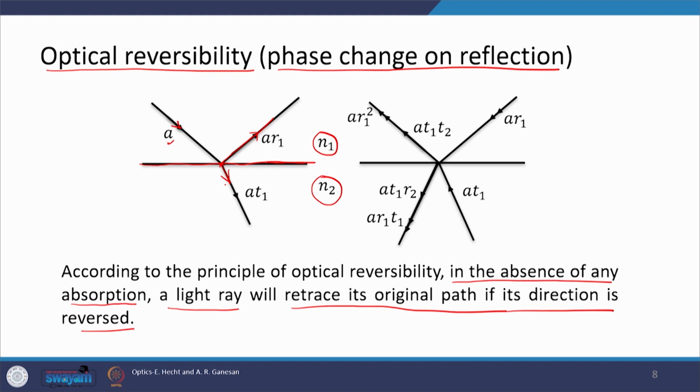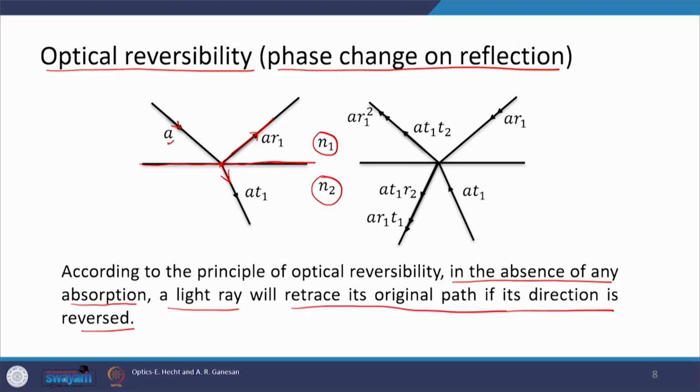Now, if it is falling from top to bottom, from the first medium to the second medium, we assume that the amplitude reflection coefficient is R1 and the amplitude transmission coefficient is T1. So, in this case the reflected amplitude is given by A into R1, whereas the transmitted amplitude is given as A into T1. We just multiply the coefficient with the amplitude. This gives the final amplitude which is getting transmitted or reflected.